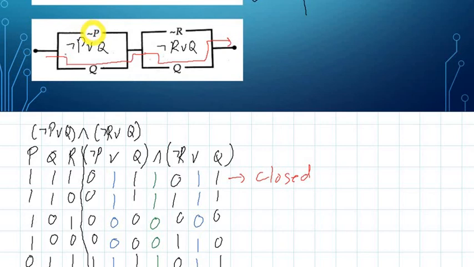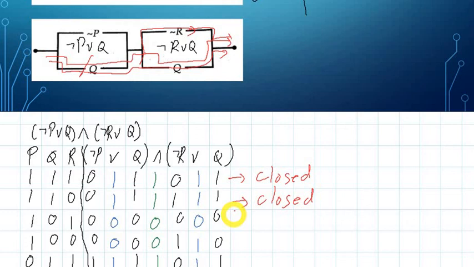For the second one, R is open and the two are closed. So not P will be open, but current can still flow through Q, and as well current can flow through not R as R is open. So not R is closed. So this is also closed. Here, Q is open. So in this case, if Q is open, current cannot flow here, and if P is closed, not P is open, current cannot flow here. So this is already open.